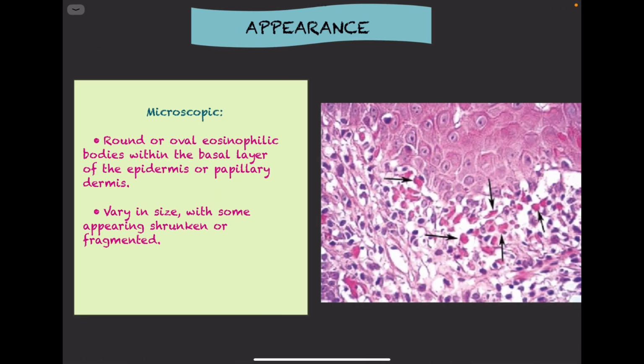So now let's move on and discuss the appearance of civet bodies, right? So as I have said that these are visible only under the microscope, that is histopathological phenomenon, right? So we'll look at the microscopic structure. Okay, so basically these are round or oval eosinophilic bodies. So they are round in shape, eosinophilic, right? And where will you see them? You will see them in the basal layer, within the basal layer of the epidermis or at the level of your papillary dermis. Now their size may vary, right?